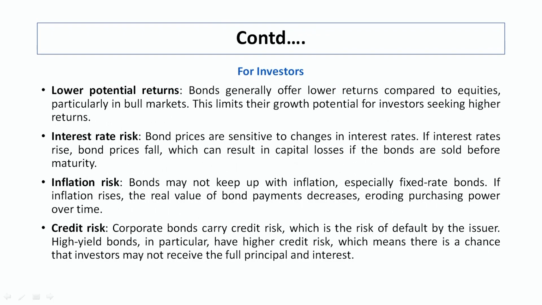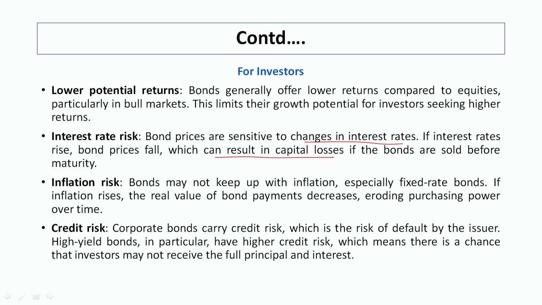The first one is lower potential returns, because bonds are going to give an interest rate and interest rates are quite minimal, up to 5%, 6% or 7% depending upon the instrument issued by government or corporate bodies. So, they have limited potential of growth. Interest rate risk: bond prices are sensitive to changes in interest rates. If interest rates rise, bond price falls, which results in capital losses. So, if it is a liquid bond or a tradable bond, in this particular case the bondholder has to face the interest rate risk.